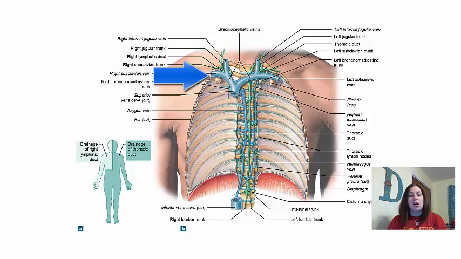If you notice, over here on the left, you can see the drainage. Your head, your upper torso, and your right arm is going to go into the right lymphatic duct. But the rest of your body, the major part of your body, is going to drain into the thoracic duct, which is located on the left side. All right, and so this is what we're looking at when we're talking about it being returned to the blood.